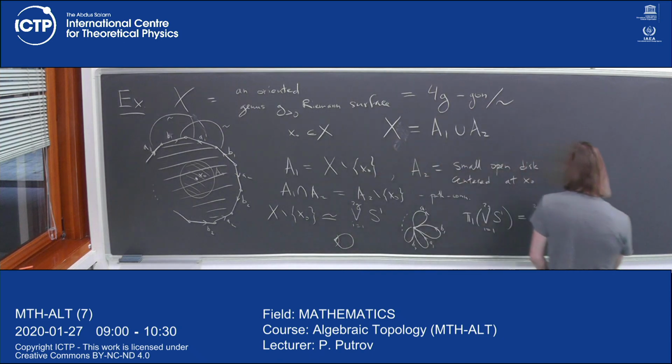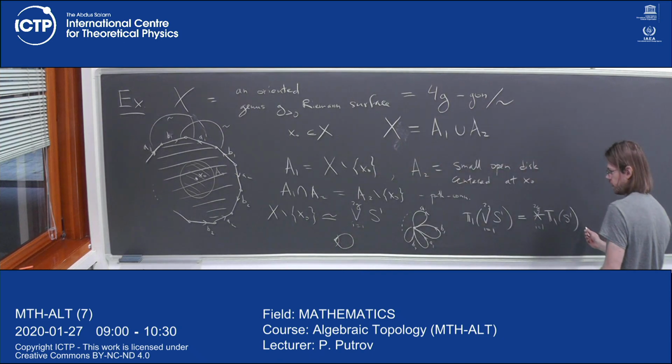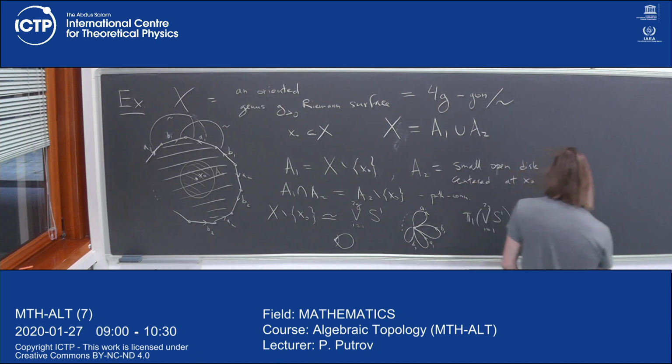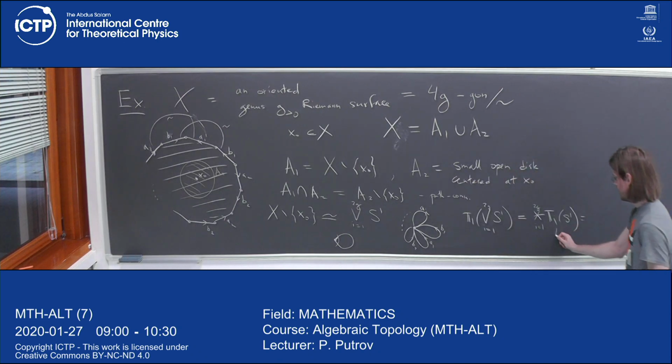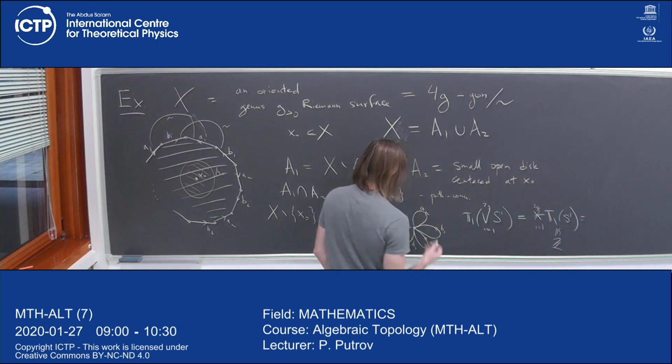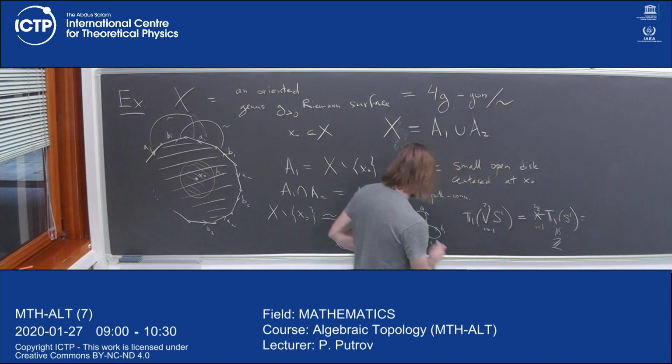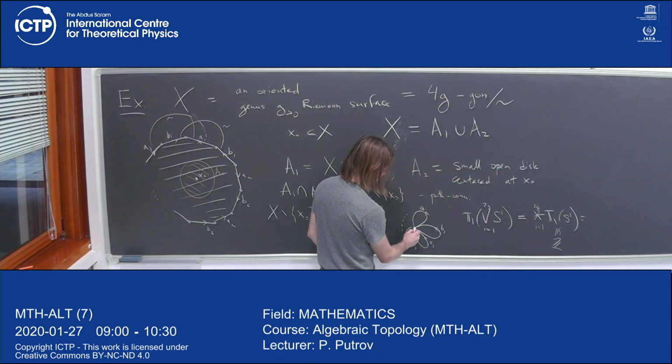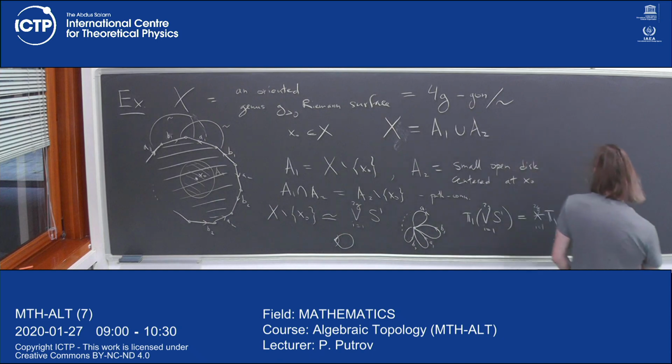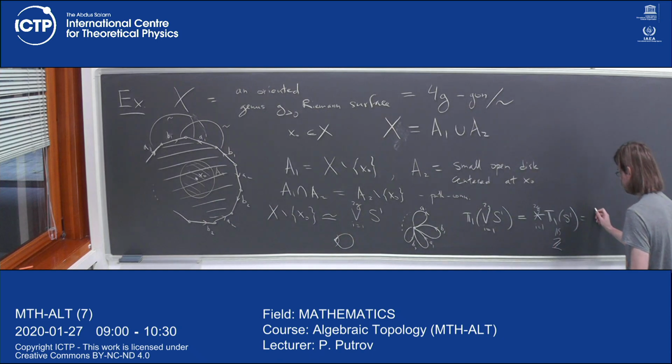And so how do I understand this group more geometrically? Each of these is just Z, and we know that for each circle the corresponding generator corresponds to a loop which goes once around the circle. So the whole thing can be understood as following. So this is a free group.